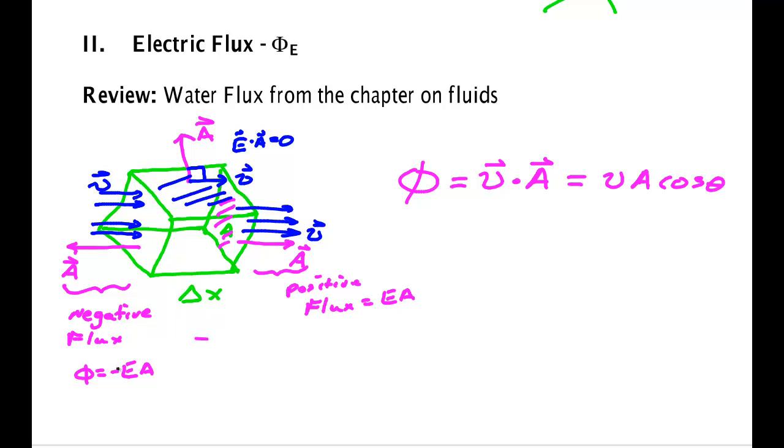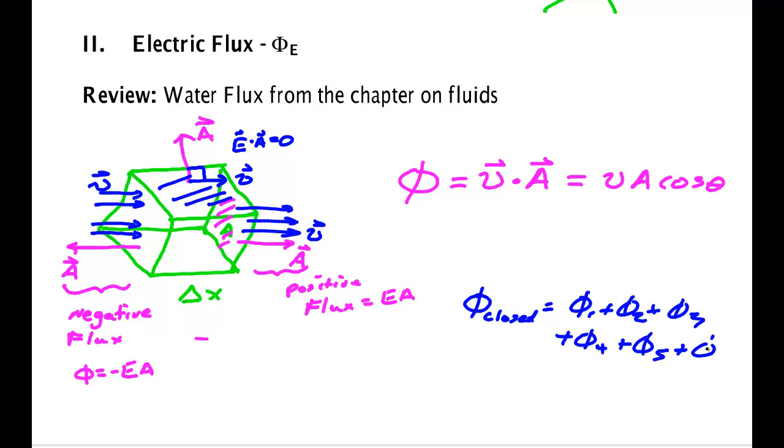This side has a minus EA. That side has a positive EA. If we look for the total over the closed surface, all 6 sides, what we would find is that the total flux across all 6 sides is 0. That's because all the water that enters the box leaves the box.